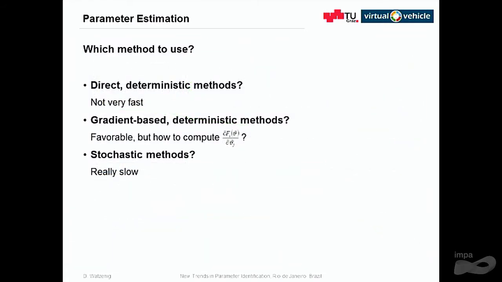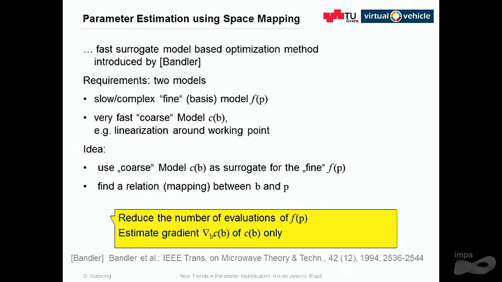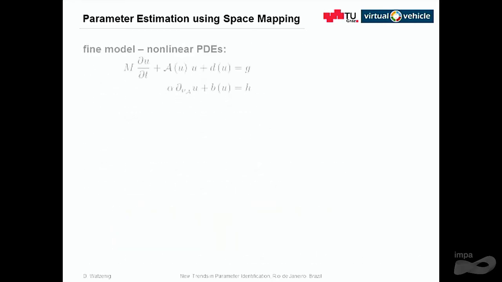Then, of course, we had to work out how to estimate the parameters in there. Of course, my approach would be the stochastic method, but it's really slow, and we decided to go for a gradient-based deterministic method, the so-called surrogate approach, where we switch between a coarse and a fine model. So, a surrogate model-based optimization method, and it turned out that with this method, we actually could improve the computation time quite a lot.